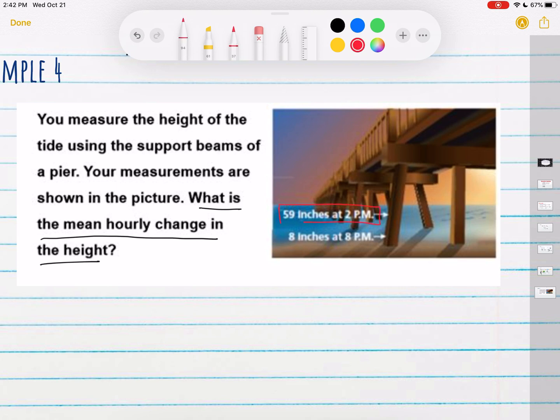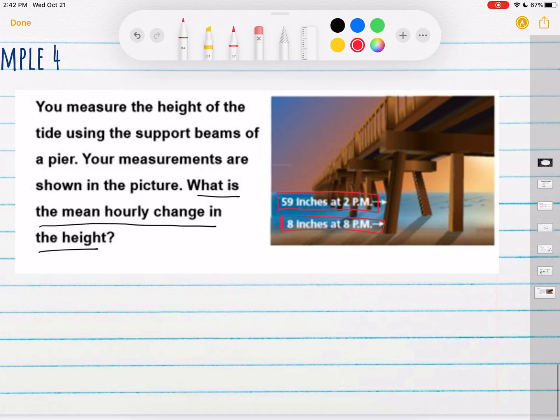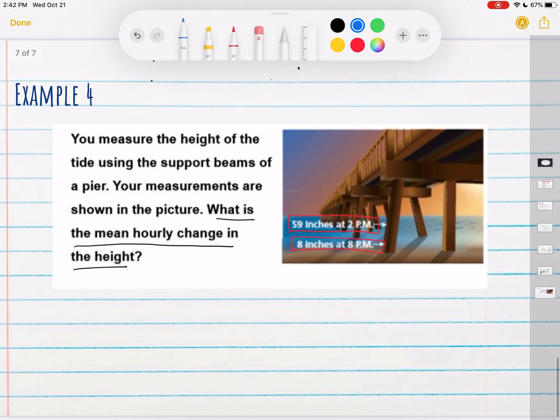At 2 p.m., the tide was at 59 inches, and at 8 p.m. the tide was at 8 inches. Now let's see, I want to know the mean or average hourly change. Well, that means I really want to know about how much it changed per hour, right? On average, because I might have changed it at 1 hour a little bit more or a little bit less, but we just want to know the average hourly change throughout this time.